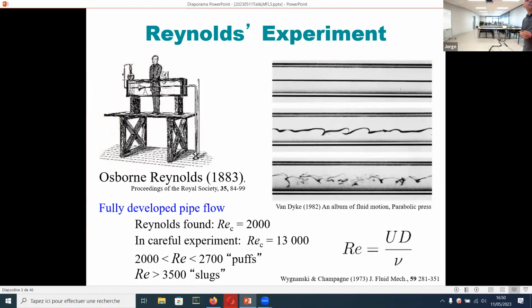Really, the level of disturbances in the experiment will dictate the critical Reynolds number. In general, with a reasonable level of noise, in a range of Reynolds number between 2000 and 2700, you have puffs, localized patches of turbulence. And for a range of Reynolds number larger than 2500, you have slugs, which are growing patches of turbulence.